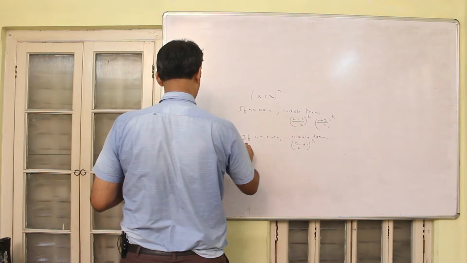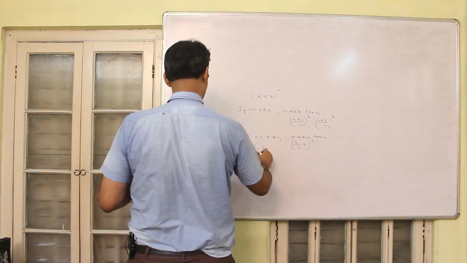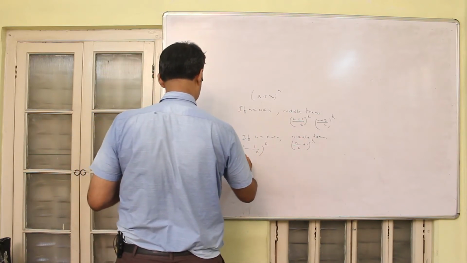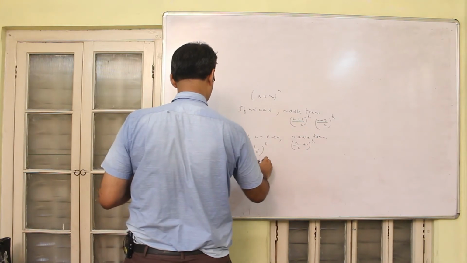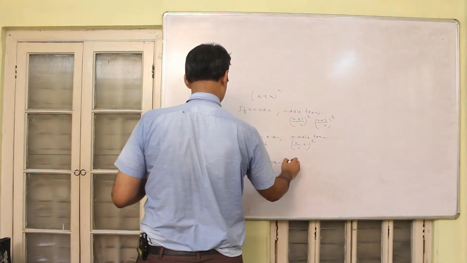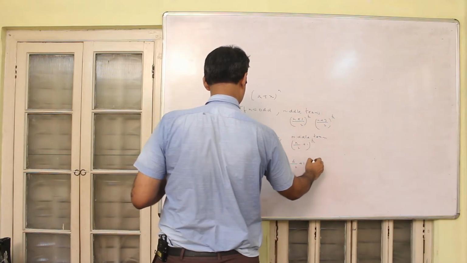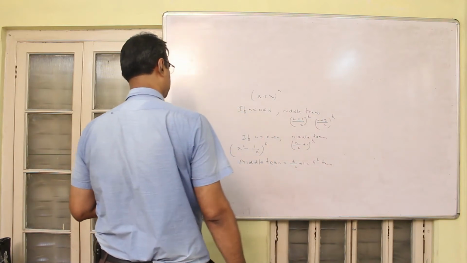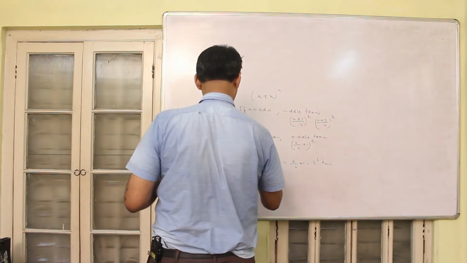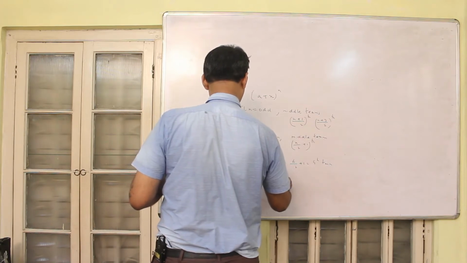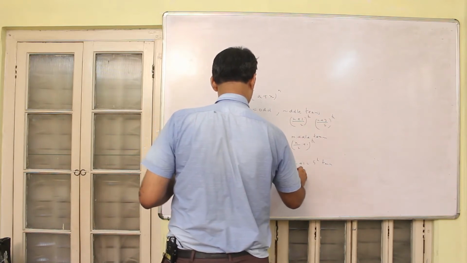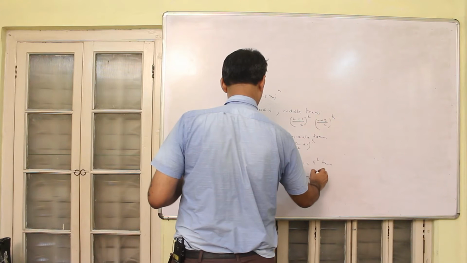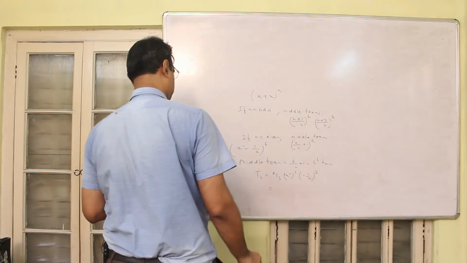So for example, if we have x square minus 1 by x to the power 6, so you can see that the power is 6. So the middle term is the 6 plus 1 by 2th term, which means it will be the fourth term. So for the fourth term, this is the calculation.